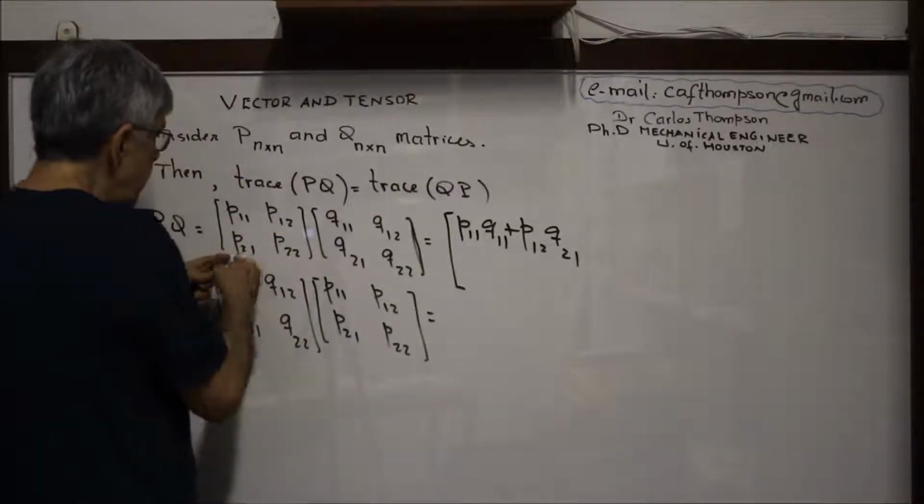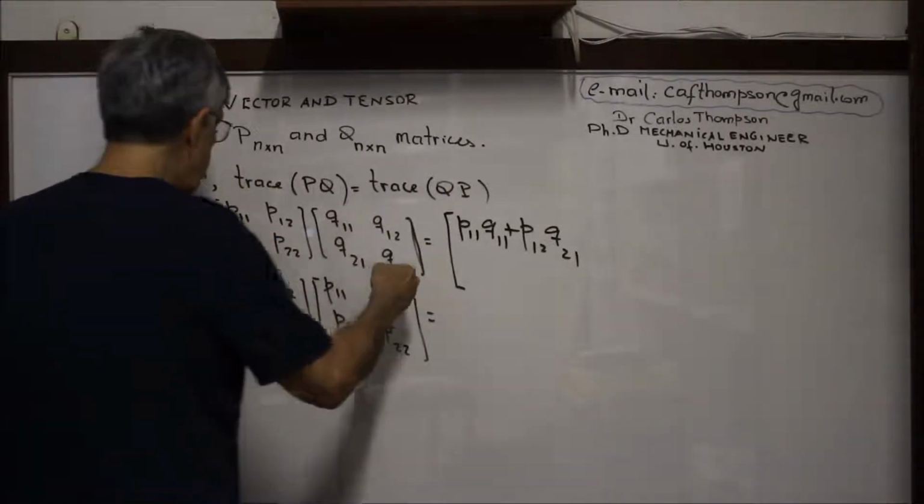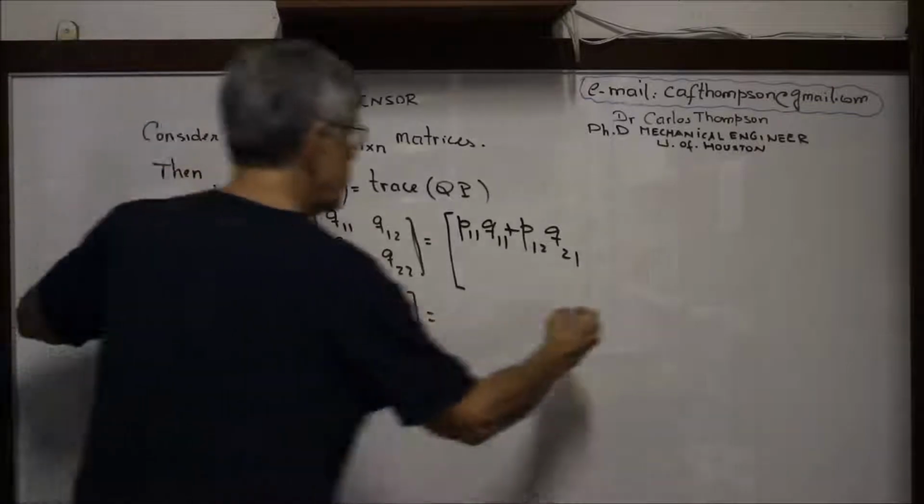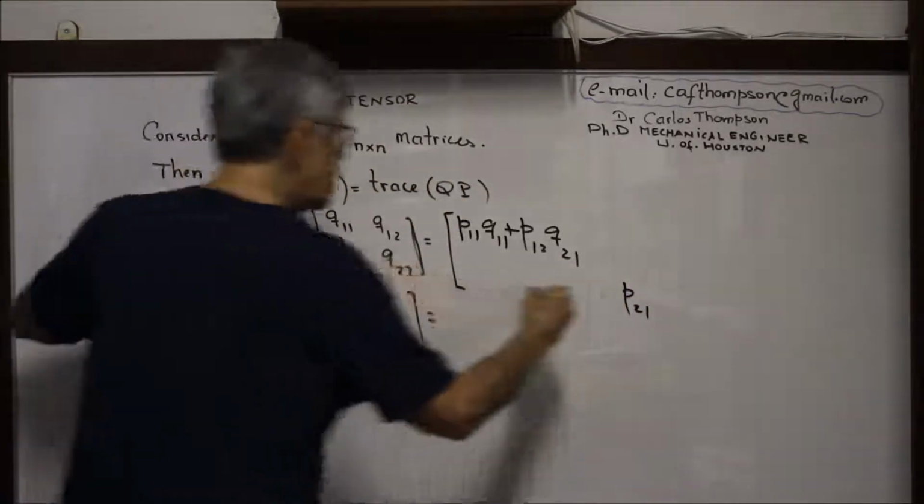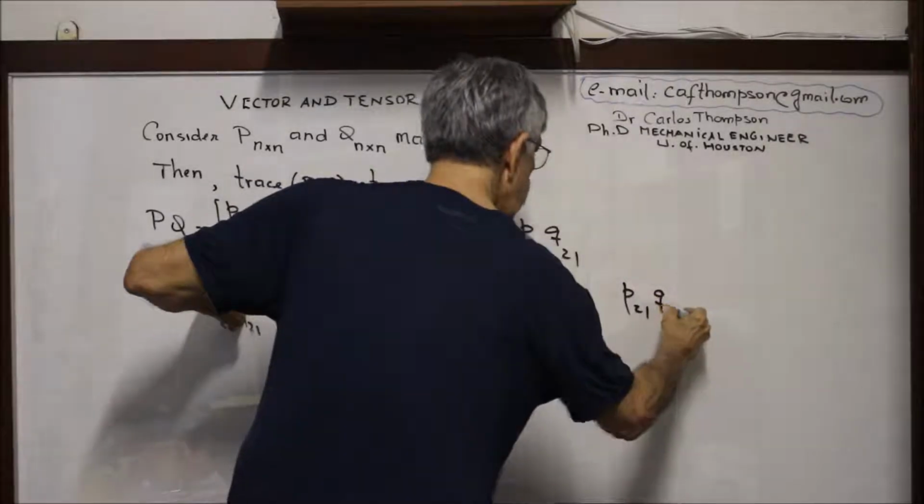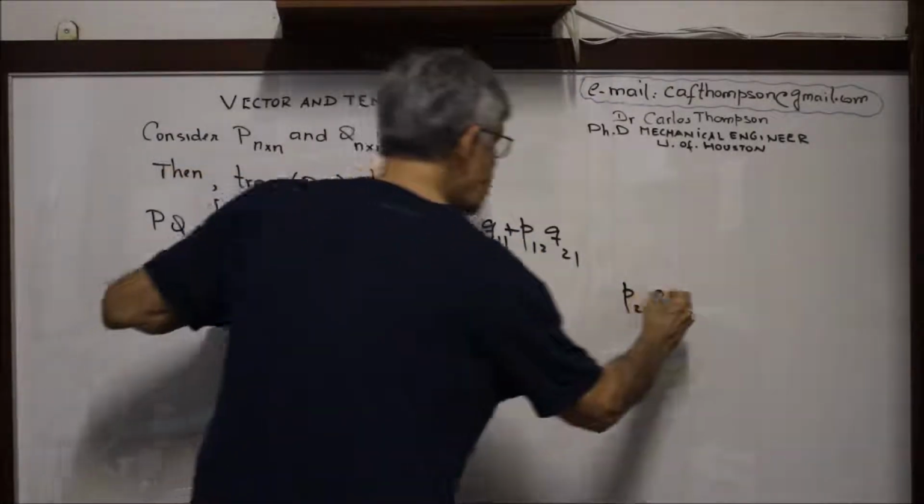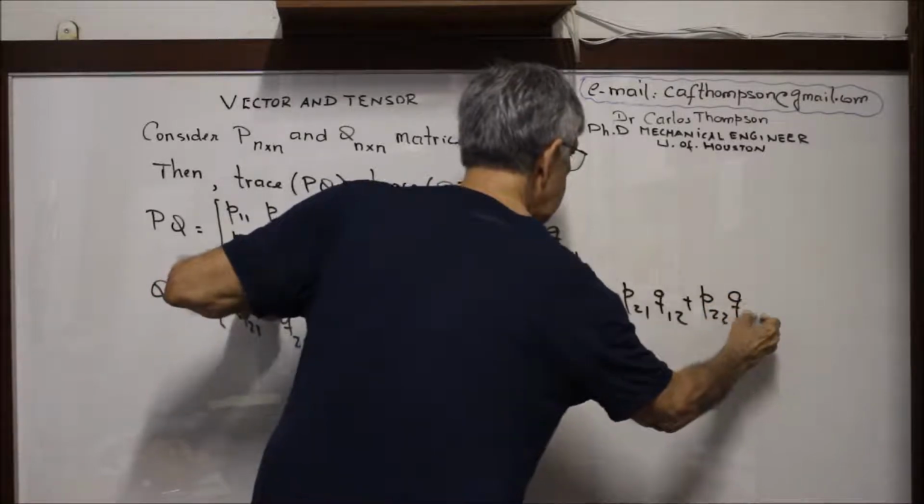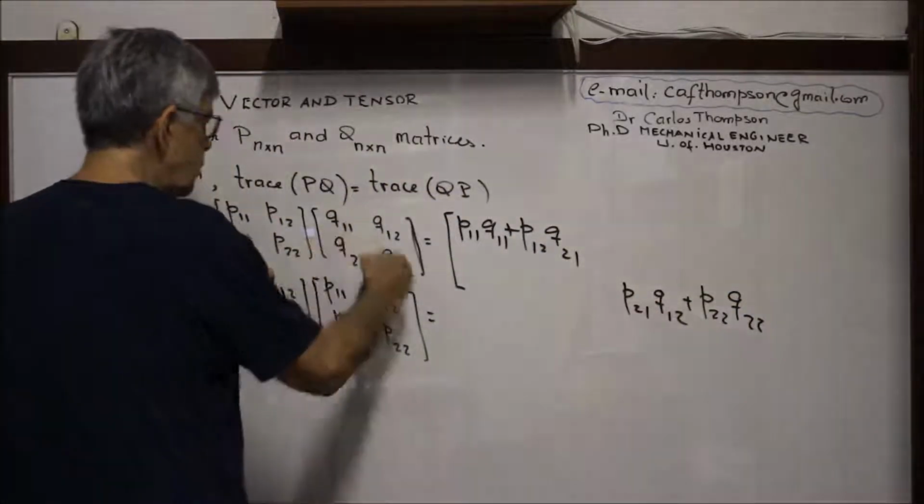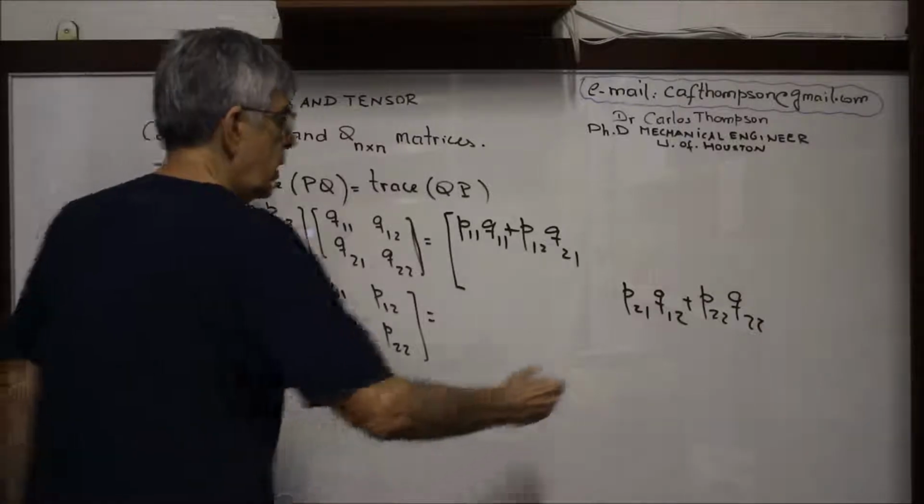Now, here is the second row and second column. So it will be here P21 times Q12 plus P22 and Q22. You see, P22 times Q22.